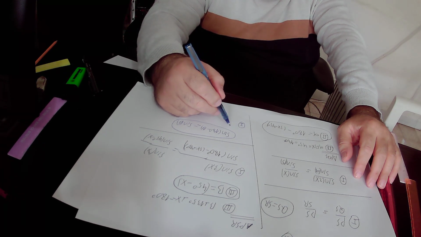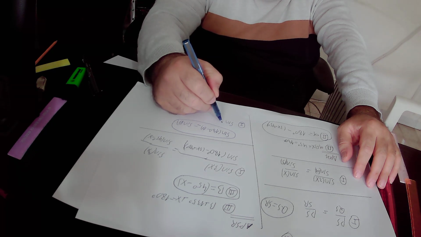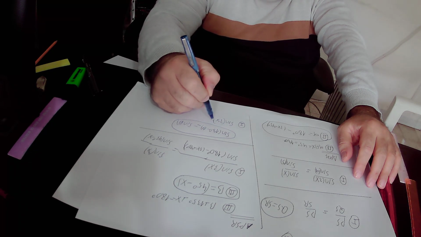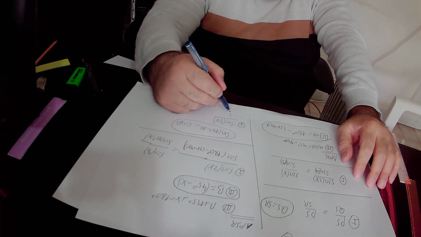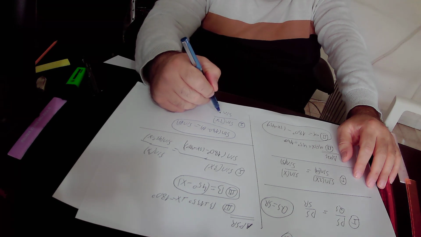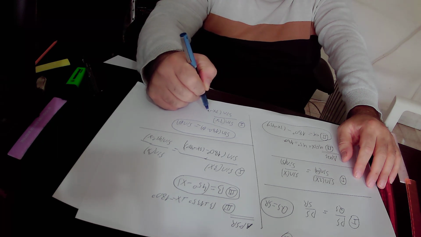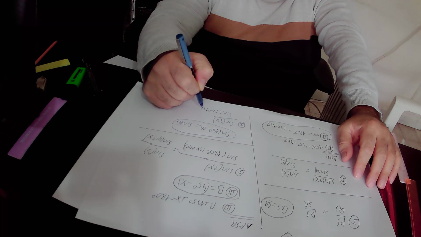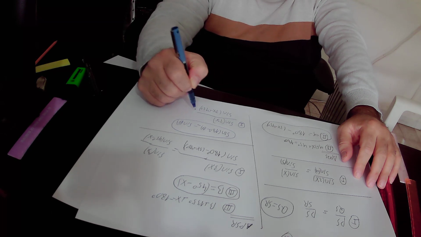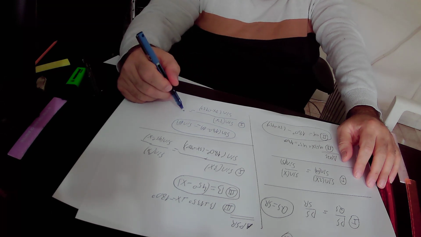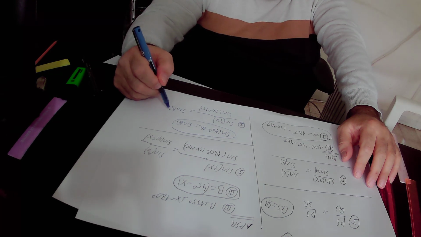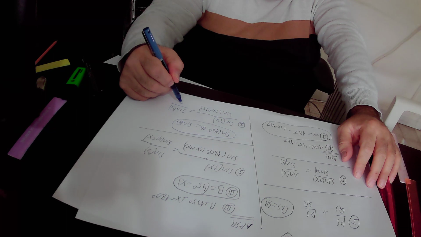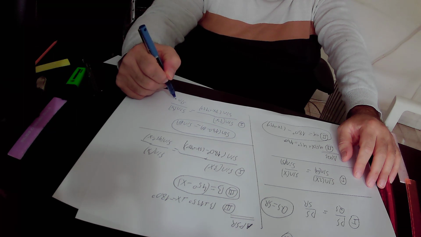according to equation number 1, sine 3x over sine 3x plus 45 degrees equals sine x over sine 45 degrees minus x.